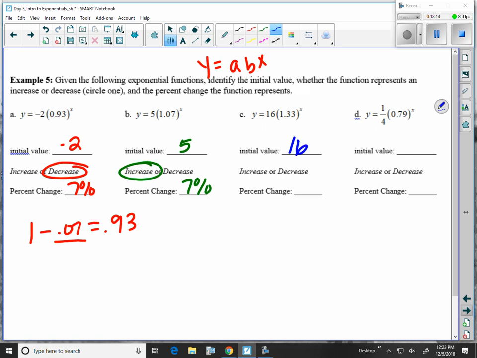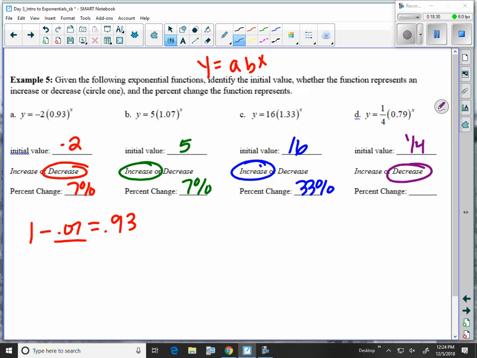Okay. So, letter C, what's my initial value? 16. Increase or decrease? Increase by how much? 33%. Beautiful. Okay, D, initial value? 1/4. Increase or decrease? Decrease.